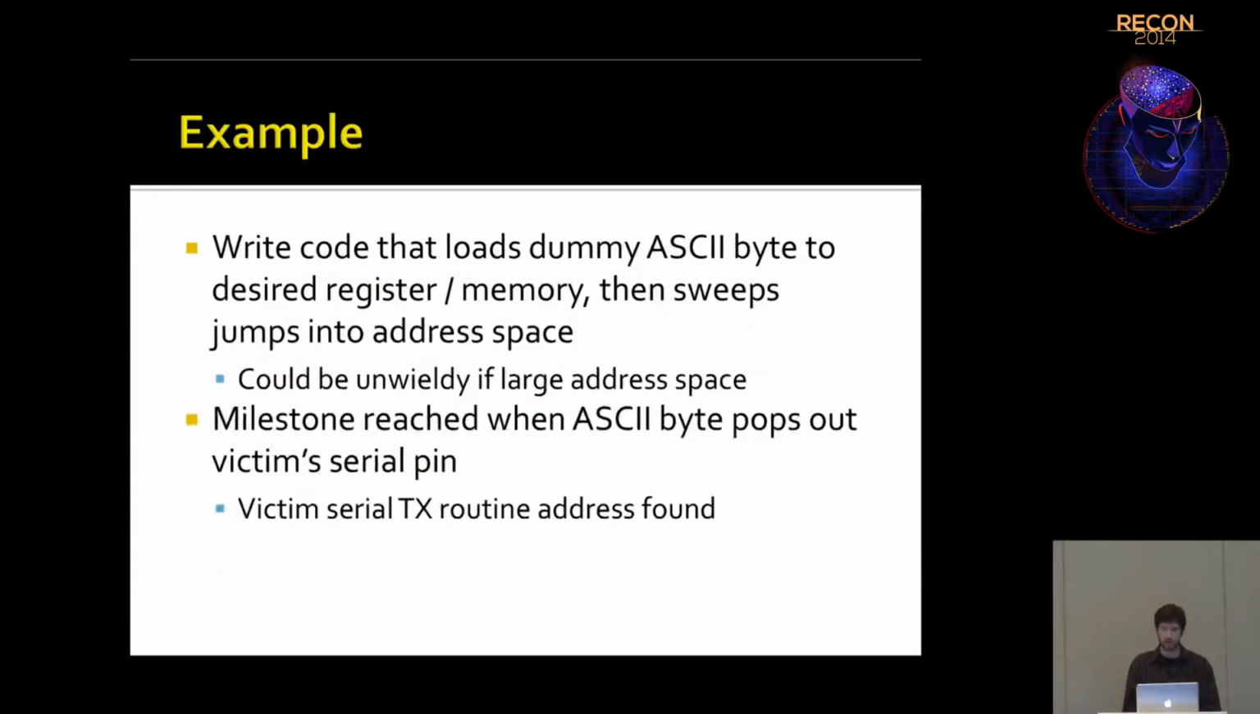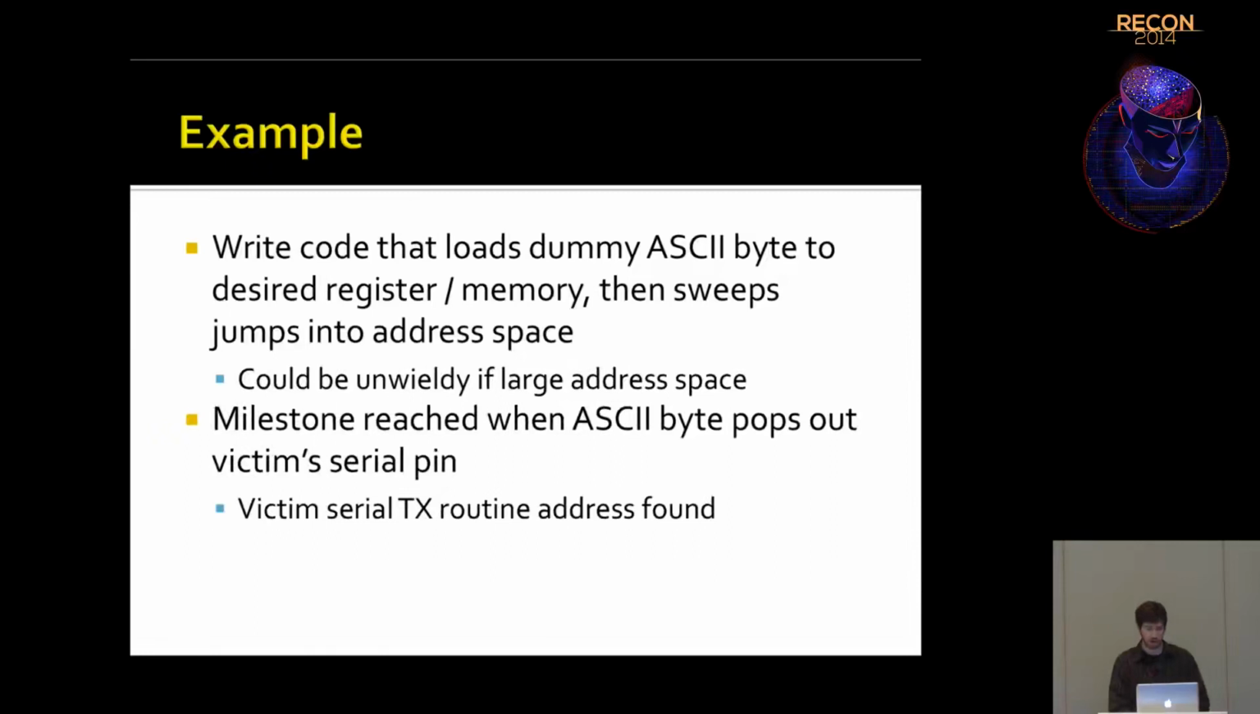So now that you have code execution, I wrote code that loads a dummy ASCII byte, some tombstone value that I know, like 55 or whatever, a single character, to a desired register of memory, and then sweeps, jumps (JSRs or just JMPs) into increasing areas of address space, looping over and over again, trying more of the address space. Although this could be unwieldy if you're using a modern 32-bit processor where the address space could be huge, this might not be a trivial operation to complete in time. So your next milestone is reached when the ASCII byte pops out of the victim's serial pin.